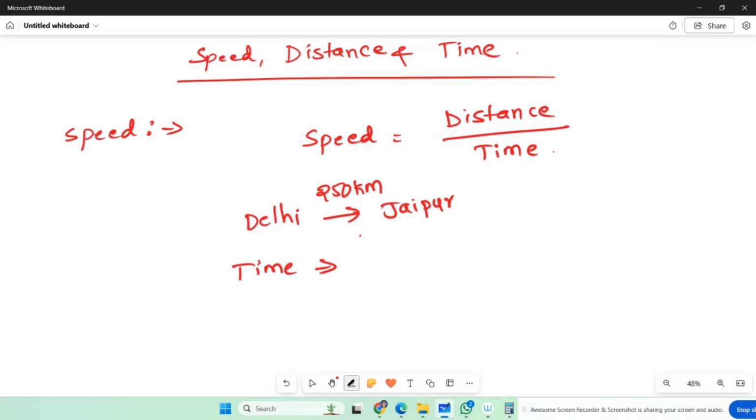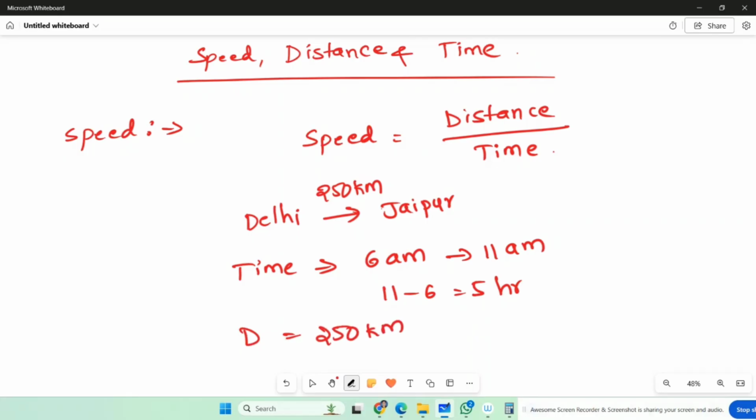The time is here, 6 o'clock, 6 a.m. to 11 a.m. So 6 a.m. to 11 a.m., how many hours? Which is basically 11 minus 6, 5. So 5 hours. Time is 5 hours. We know that distance equals 250 kilometers and time is 5 hours. So how to find out the speed of the bus here?